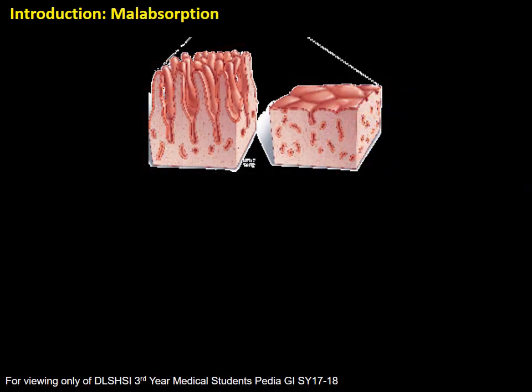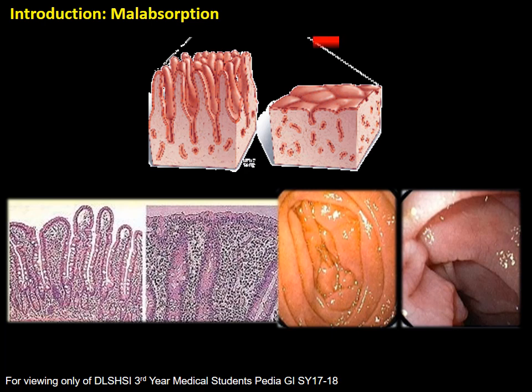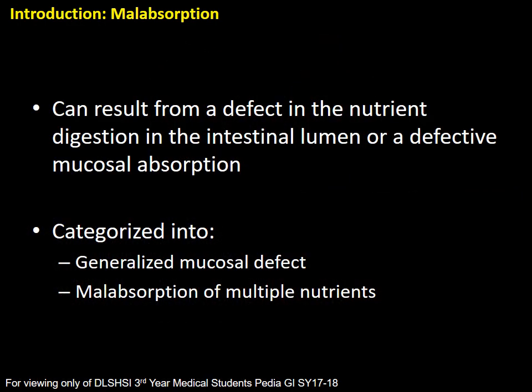This diagram shows the histologic and endoscopic appearance of your villi. Height decreases if you have flattened villi, and there is a reduced absorptive area and probably loss of digestive enzymes. Malabsorption can result from a defect in the nutrient digestion in the intestinal lumen or a defective mucosal absorption. It can be categorized based on a generalized mucosal defect and malabsorption of multiple nutrients.